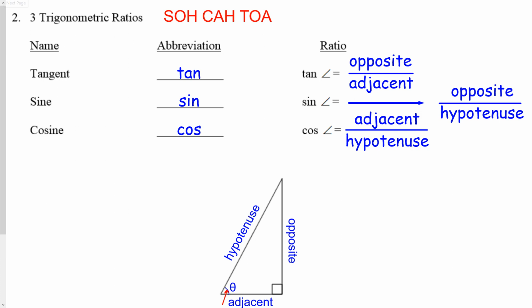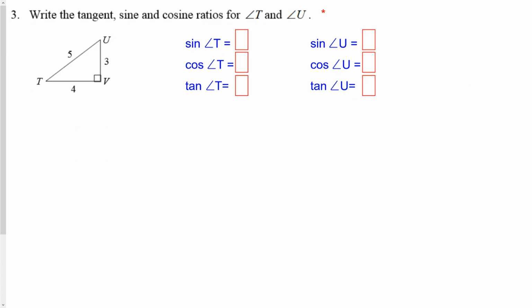So now using these three trig ratios, we have to write the tangent, sine, and cosine ratios for the angles T and U in this right triangle. First thing we have to make sure of is we have all three sides of the right triangle. Let's suppose for a second that we just had two of them. What would you be able to use to find the third side? You have to use the Pythagorean theorem, the very first thing that was covered in this chapter.